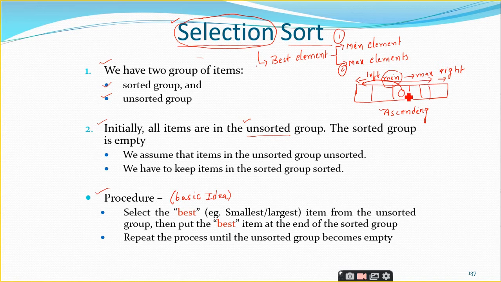Now, you take this third element as the maximum element. Now, you have to throw the maximum element to the right end, to this location, and this process should be repeated until all the elements get sorted. So, this is the procedure we have.